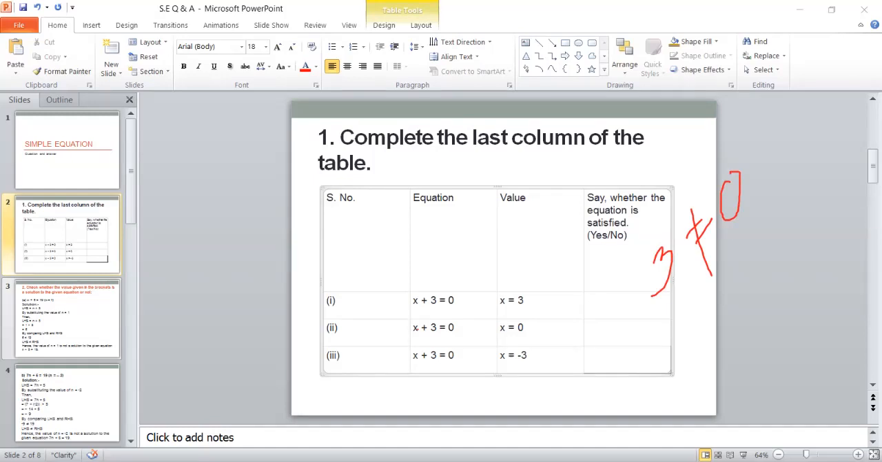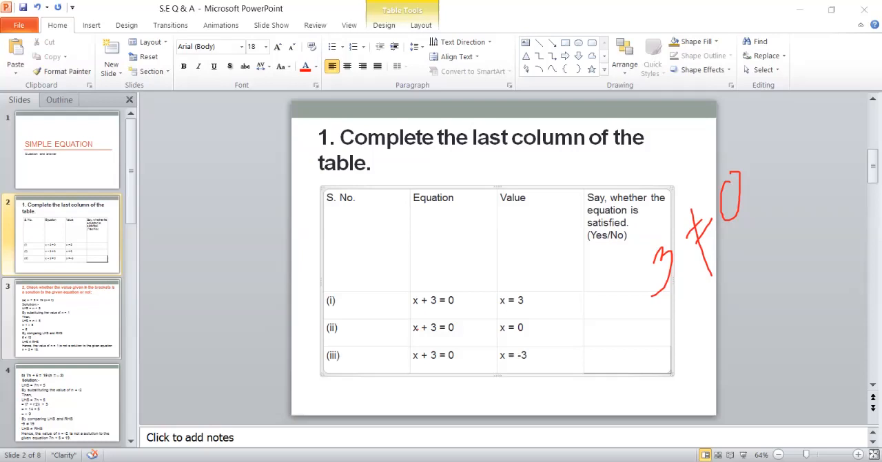Here the value of x is given as -3, and the equation is x plus 3 is equal to 0. If we put the value of x in the equation, we should get the value 0, right? If LHS is equal to RHS after putting the value, then the equation will be satisfied, otherwise not. Okay, let's check it. x is equal to -3.